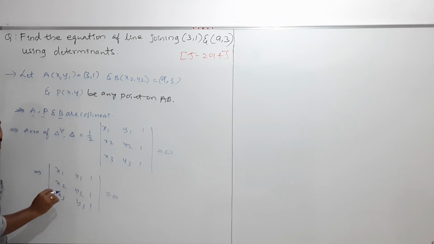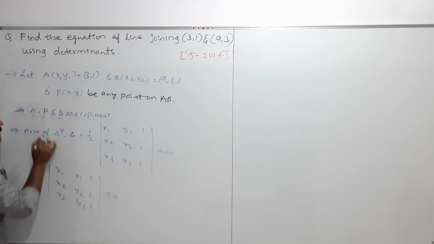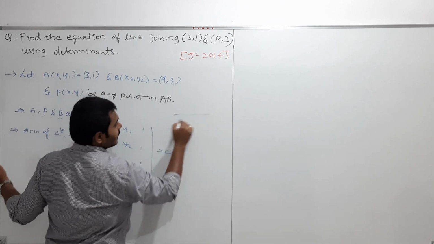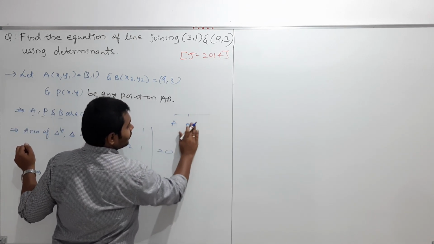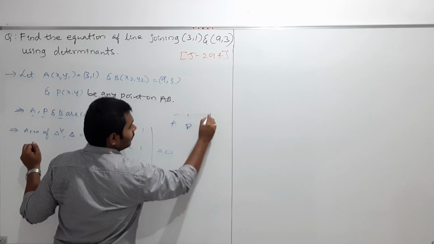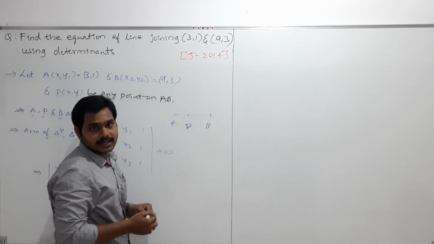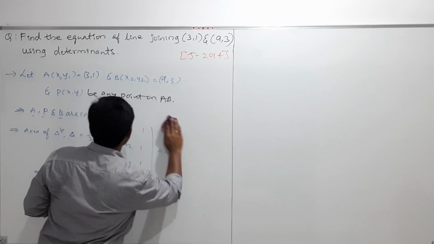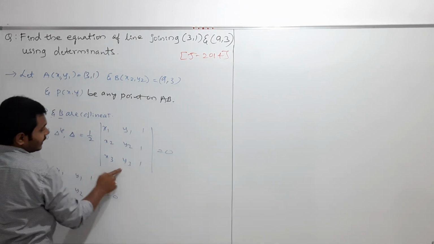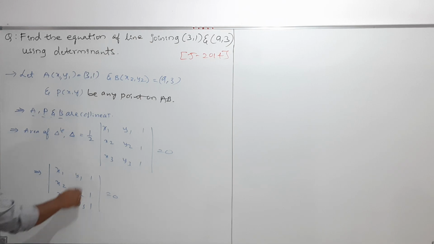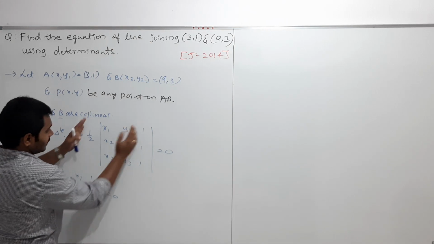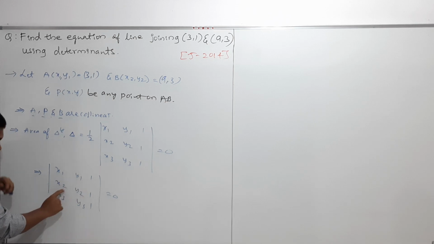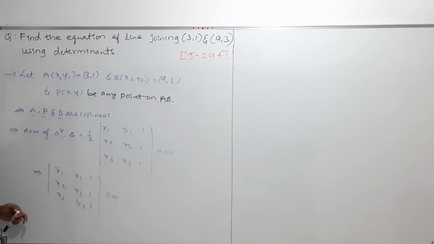A, P, B are collinear means what? It indicates that 3 points lie on the same line. If 3 points lie on the same line, then we cannot find the area of the triangle. So in this case, the area of the triangle is equal to 0. Therefore, if this determinant value is equal to 0, it implies that x1 y1 1, x2 y2 1, x3 y3 1 is equal to 0.